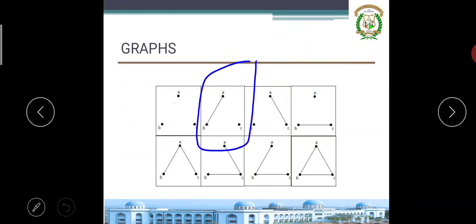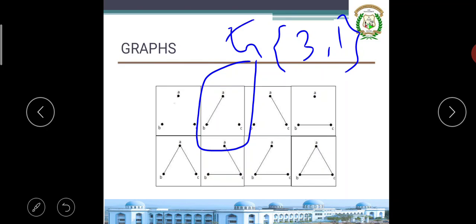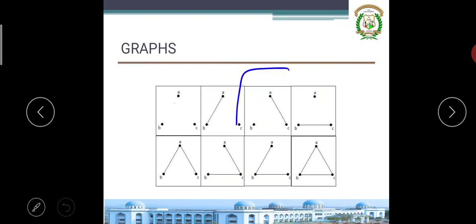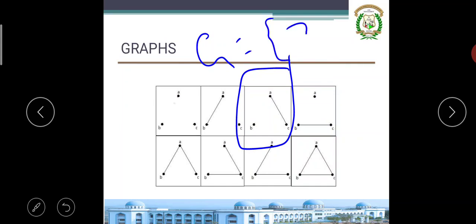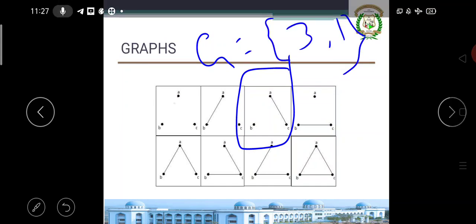In the second one, three vertices are there, but only one edge is there. It is a graph G of 3, 1. The first 3 says 3 vertices, which is called the order of the graph, and the number of edges, 1, is the size of the graph. Next, the third one is the same, because it has 3 vertices and 1 edge.